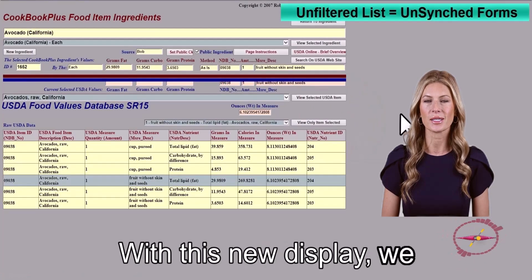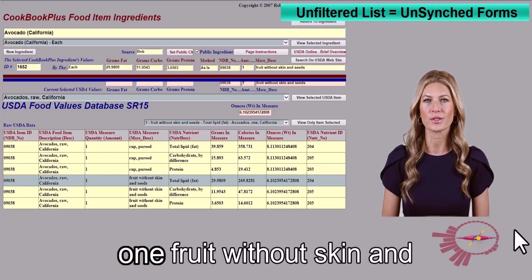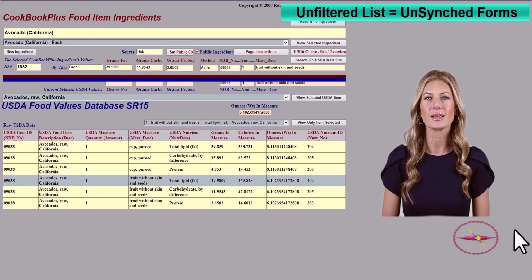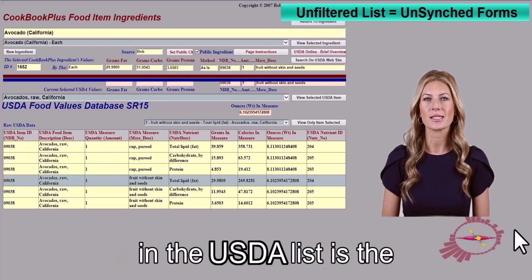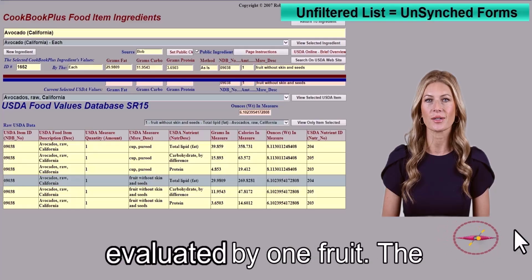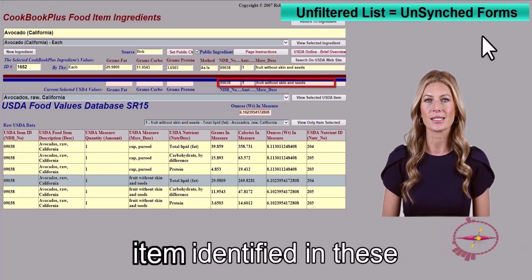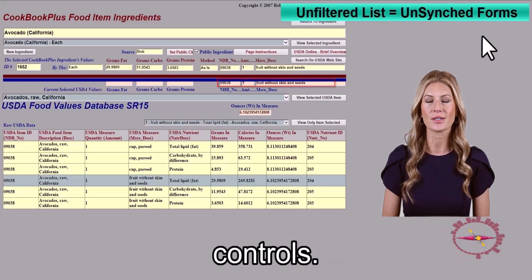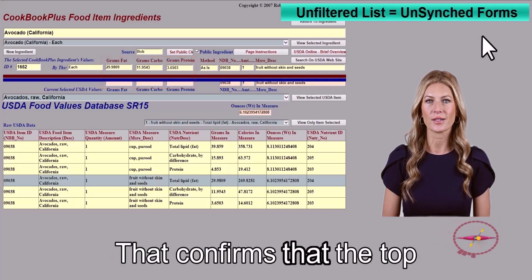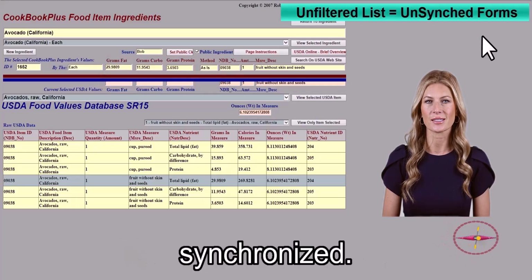With this new display, we can see that the USDA evaluated avocados by the one fruit without skin and seeds and the one cup where the avocado was pureed. The currently selected item in the USDA list is the highlighted item. In this case, avocado, evaluated by one fruit. The selected item in the USDA list is the item identified in these controls. However, this pair of controls do not mirror each other. That confirms that the top and bottom part of this page are not currently synchronized.